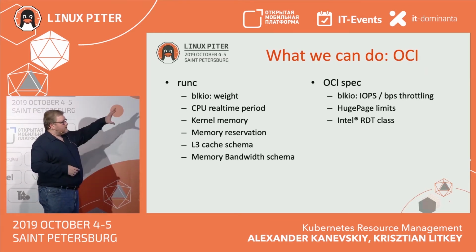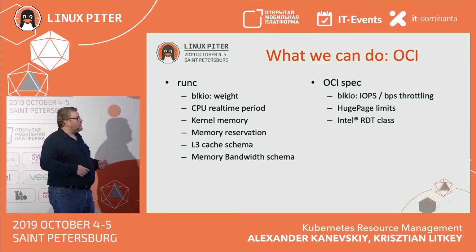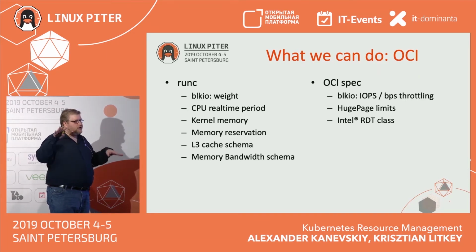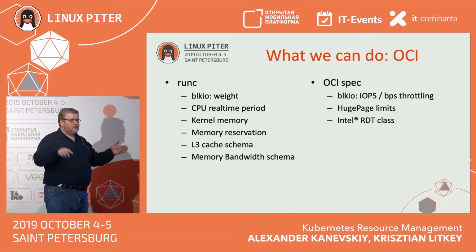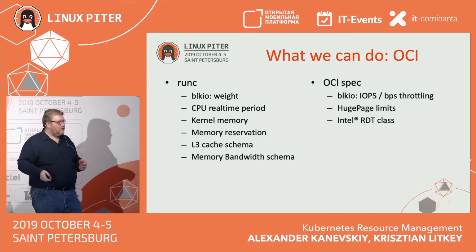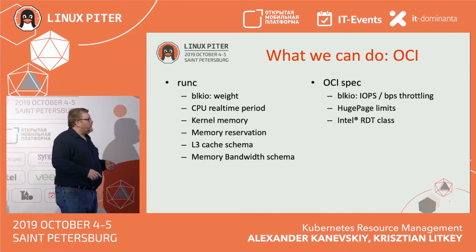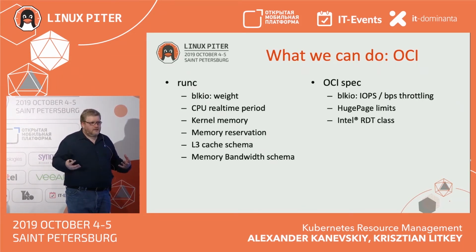If you look at the OCI spec itself, there are a few other parameters which are hard to expose in command line utilities like runc. One of them is block IO. You can define not only relative priority between the containers, you can also say, on this storage device you have full bandwidth, on this storage device you actually limit it to, I don't know, 1 gigabyte per second. Then huge pages: right now, the spec has it. The CRI interface doesn't have it, but Kubernetes supports huge pages.